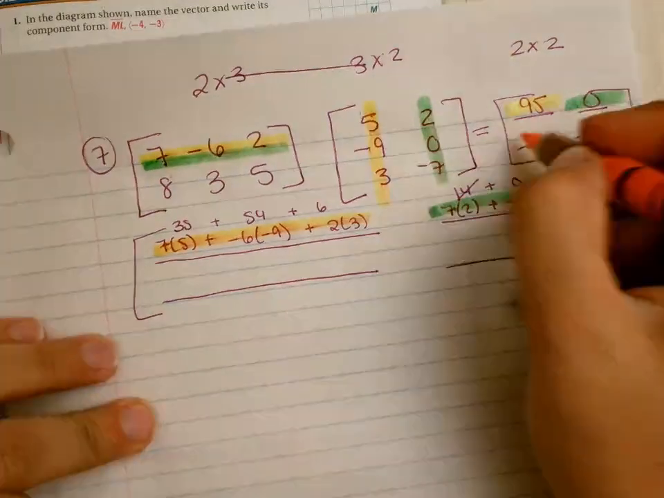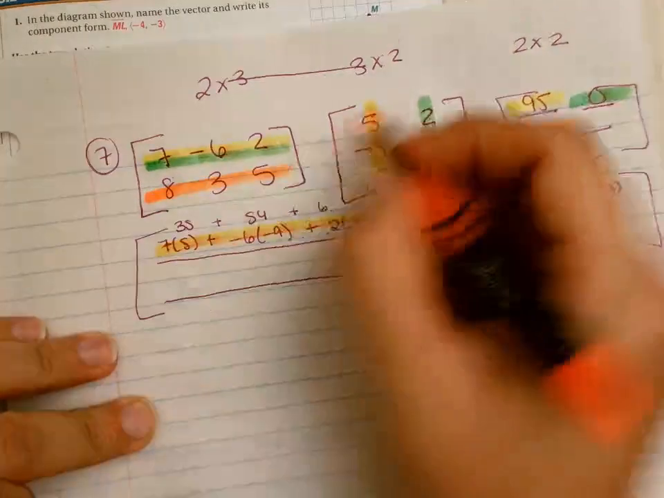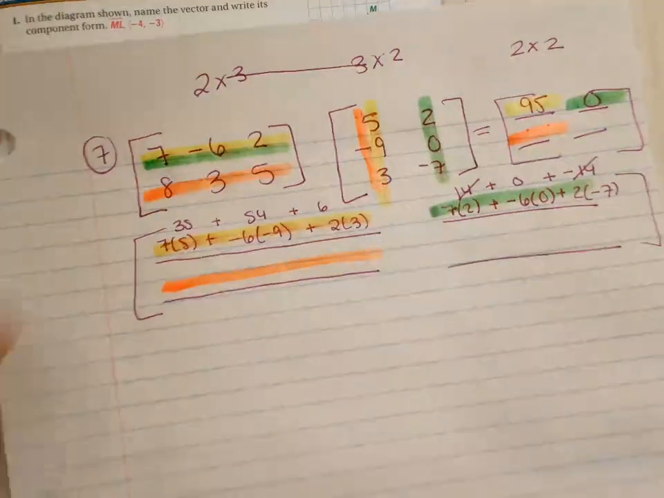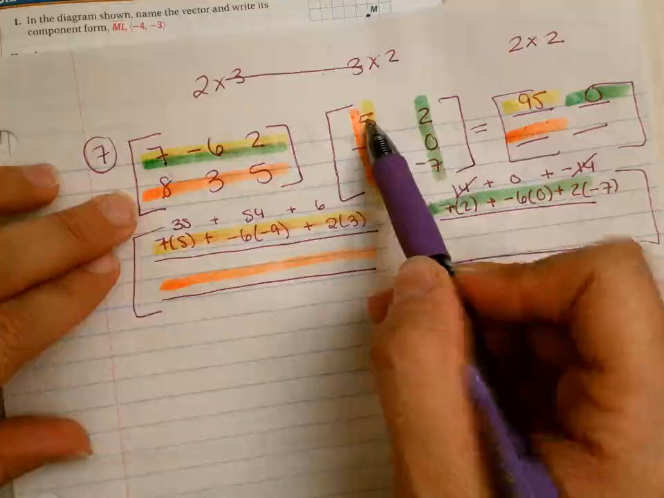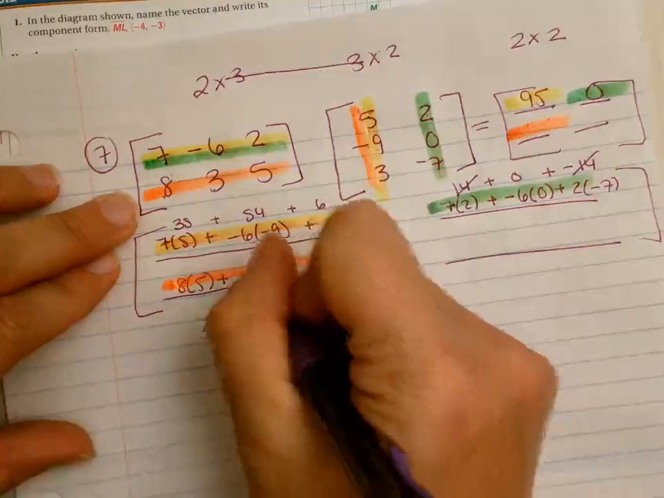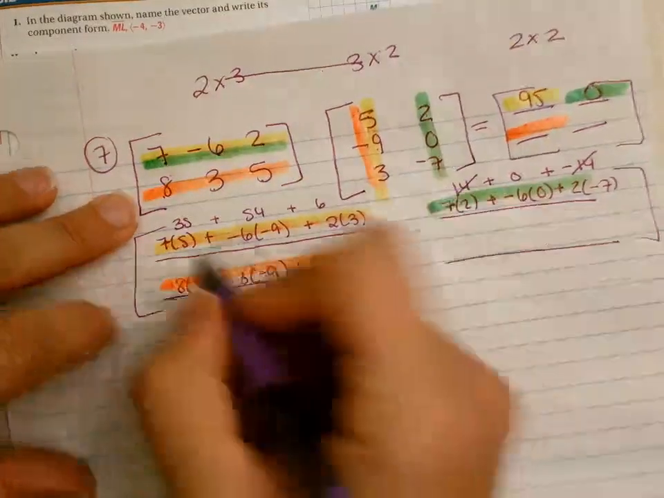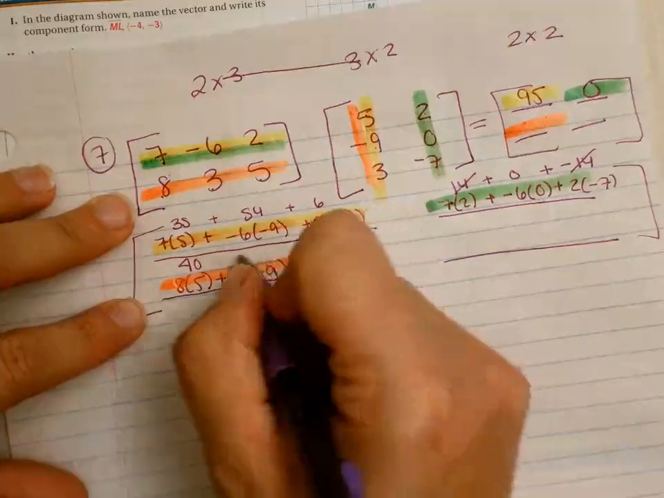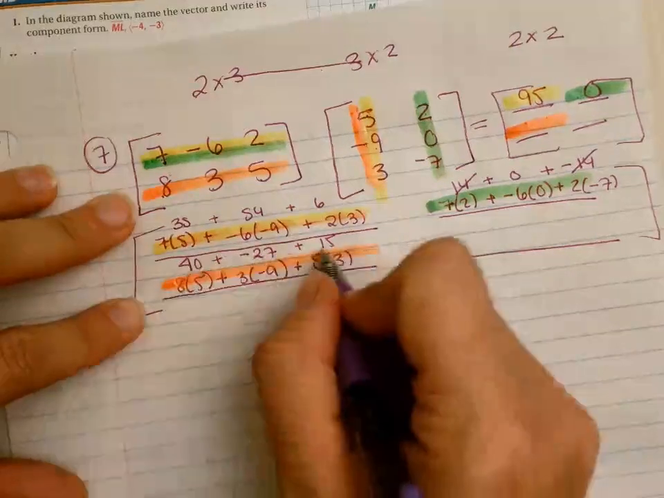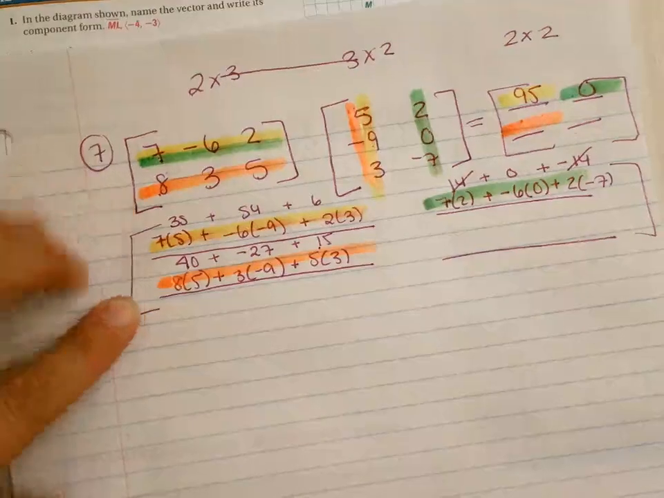All right, so here, row 2, column 1. 8 times 5 plus 3 times negative 9 plus 5 times 3. That's going to give you 40, negative 27, and 15. 40, 55. 55 minus 27 is 28.